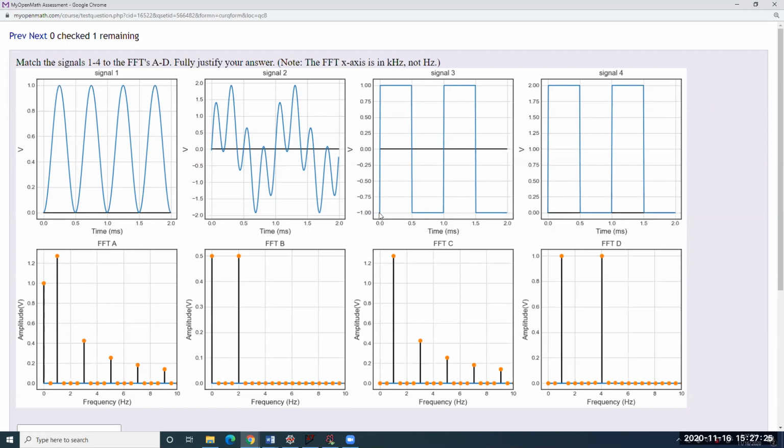Now this is going from -1 to 1, and so the average is 0. So A naught is 0. So I'm looking for something with a kilohertz and 0. So here's a kilohertz and 0. Here's a kilohertz and 0. So now I'm kind of down between these two.